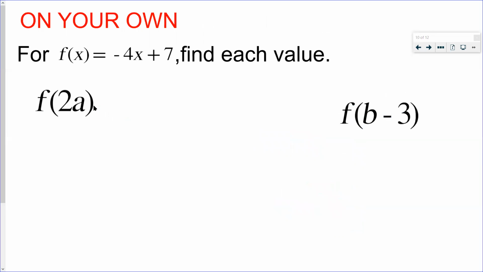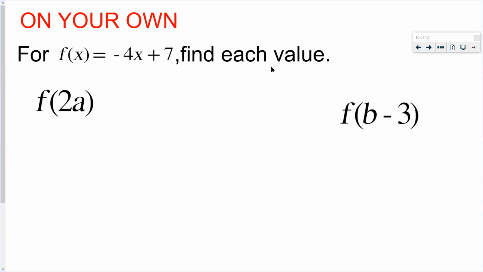All right, so what I want you to do, I gave you an f of x. I want you to try this one on your own. So I would like you to pause this. It's kind of tricky. It's got 2a, but I think you got this. I want you to pause this, and then try this on your own. So we're going to pause this.